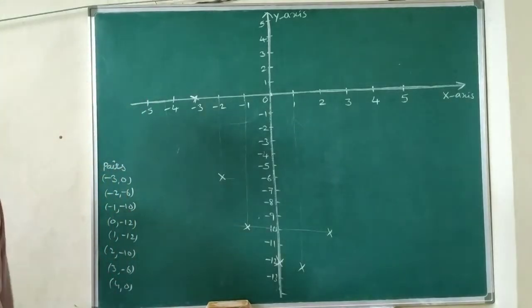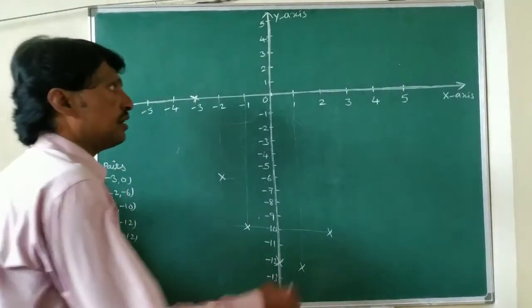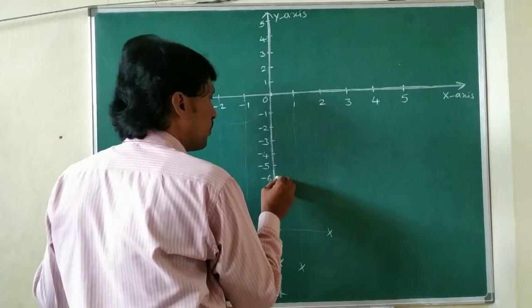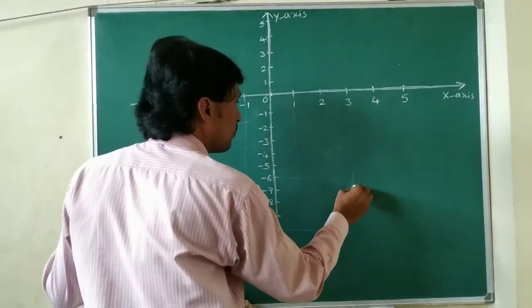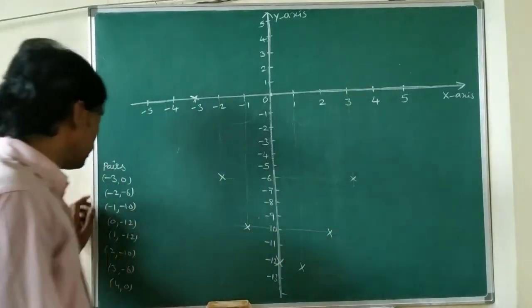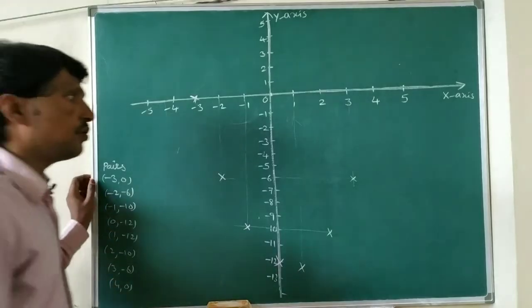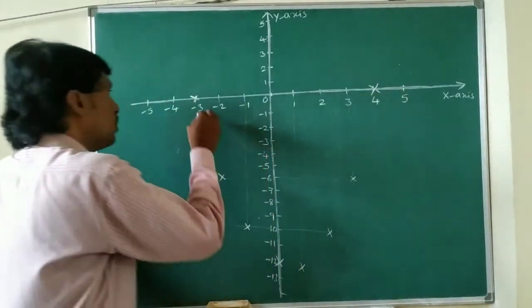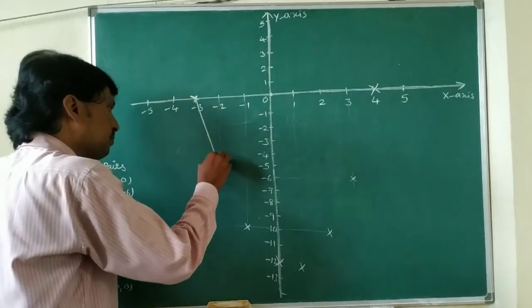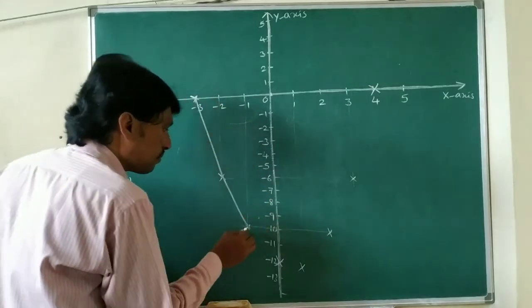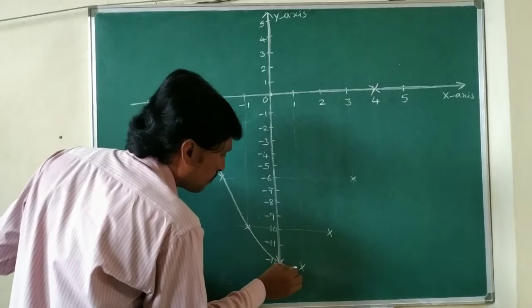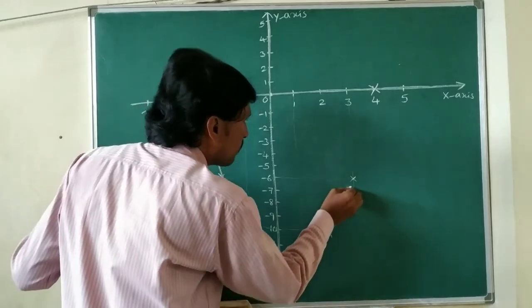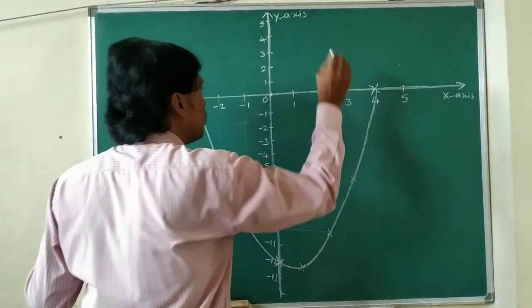Next 3, -6. So x coordinate is 3, y coordinate is -6. Next 4, 0. X coordinate is 4, y coordinate is 0. Now we can join the points. Like this we are getting the curve.